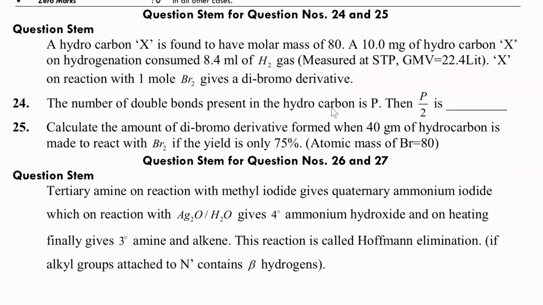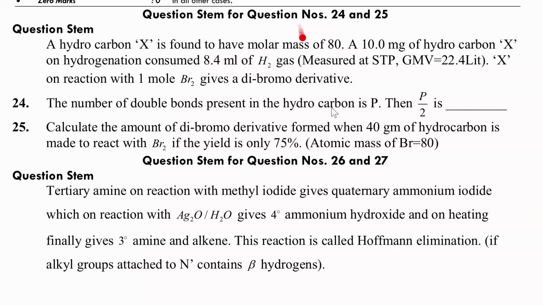Next. Notice here a hydrocarbon X is found to have molar mass 80, and 10 mg of hydrocarbon X on hydrogenation consumes 8.4 ml of H2 gas. And X on reaction with 1 mole of Br2 gives a dibromo derivative. Okay. So basically, X has a double bond. That is what it is telling us. Correct. It is a double bond which has molar mass 80 here, correct? And 10 milligrams of hydrocarbon X on hydrogenation will consume this much amount.